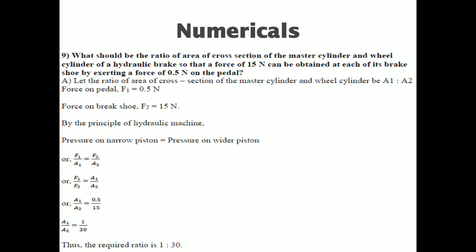Okay, so force on the pedal, F1, is 0.5 Newton. Force on the brake shoe, F2, is 15 Newton. By the principle of hydraulic machines, pressure on the narrow piston is equal to pressure on the wider piston. So it can be written as F1 upon A1 is equal to F2 upon A2. We have to find the ratio of the areas, so we will be taking force on one side and area on the other side. So it can be written as F1 upon F2 is equal to A1 upon A2. So A1 upon A2 is equal to 0.5 upon 15. If you solve it, you will get 1 upon 30. So the required ratio of master cylinder to wheel cylinder is 1 upon 30, that is 1:30.